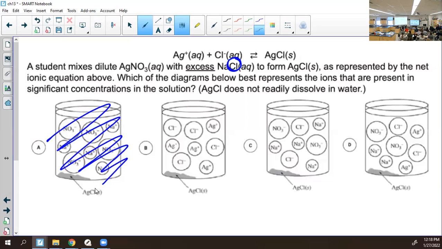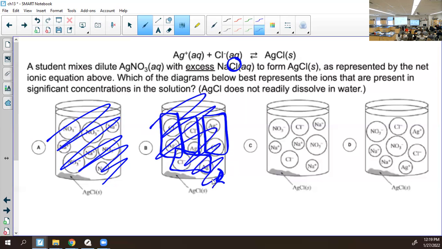Okay, who thinks it's B? Raise your hands. Nobody. Okay, why is it not B? Okay, there is Ag, and also there's also Cl. So what would these do to each other? If they were still present, they would have bonded and formed a precipitate, right?